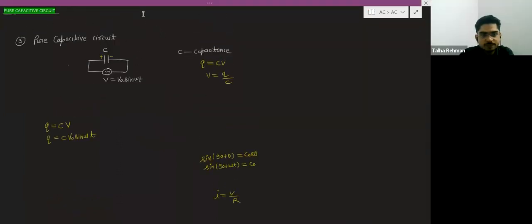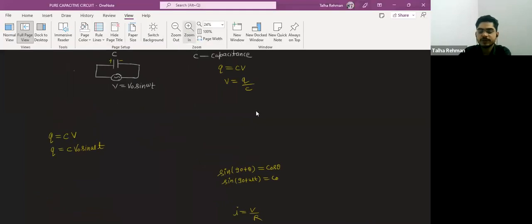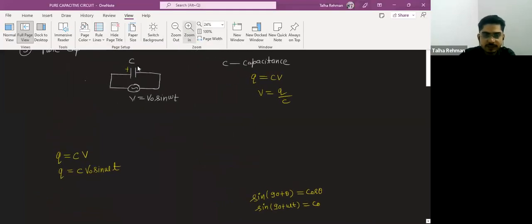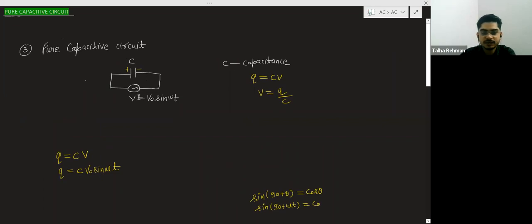So now we will discuss the pure capacitive circuit. Means the capacitor will be connected with an alternating voltage source, and C is the capacitance of the capacitor. We know that the charge on the capacitor is given by Q is equal to C into V, where V is the potential difference. So you can write V is equal to Q by C. So the potential difference across the capacitor is given by Q by C.